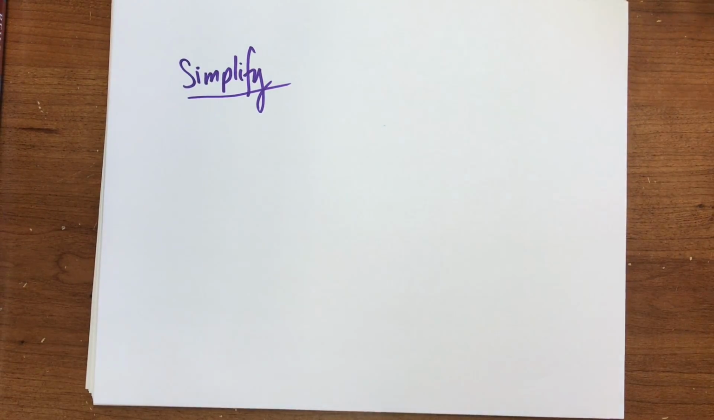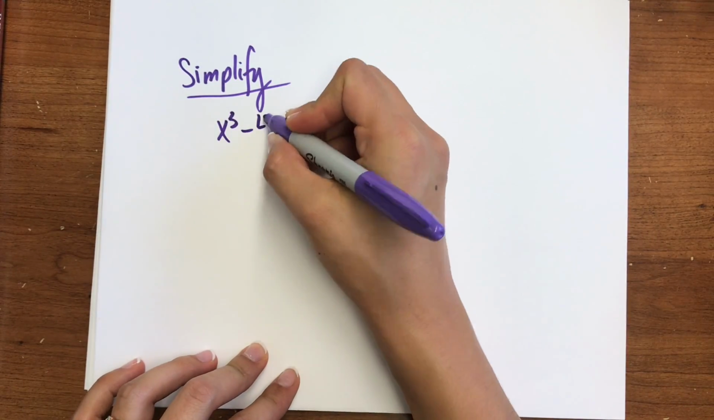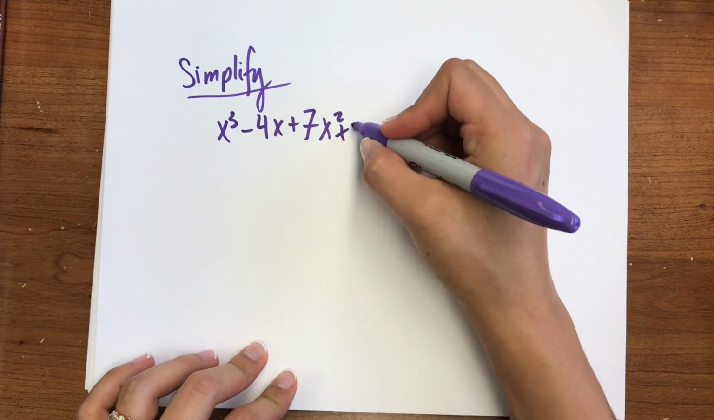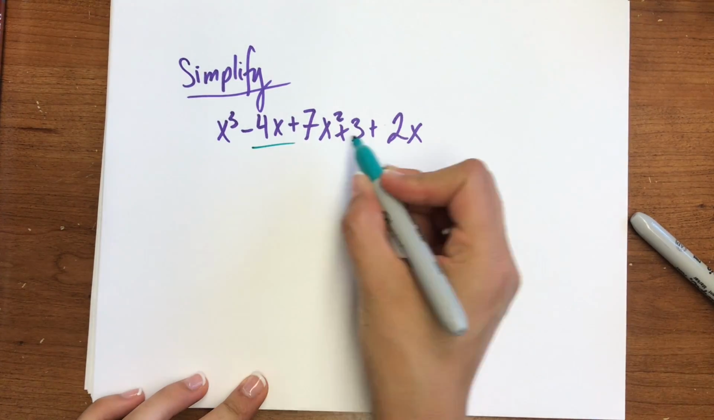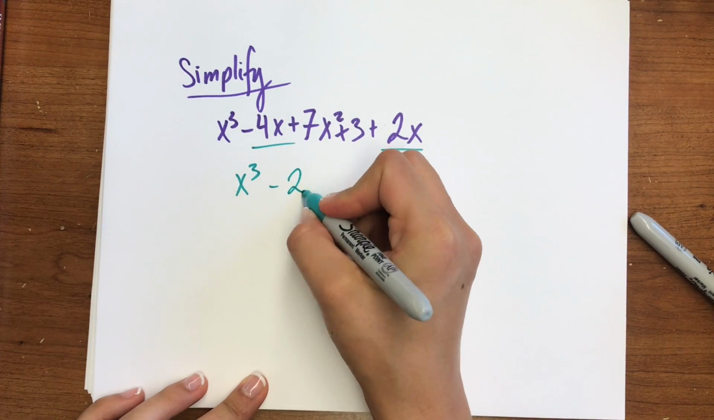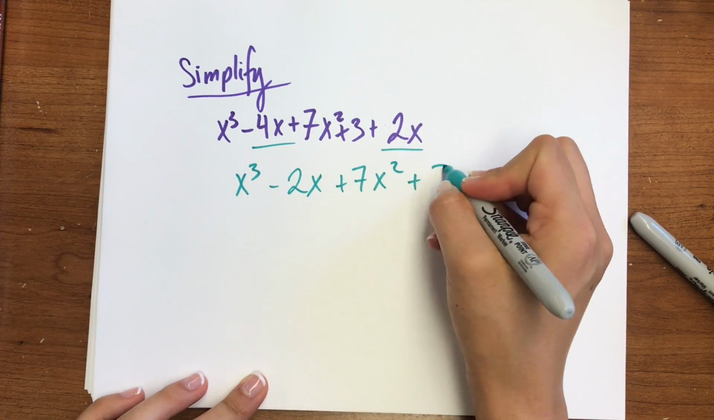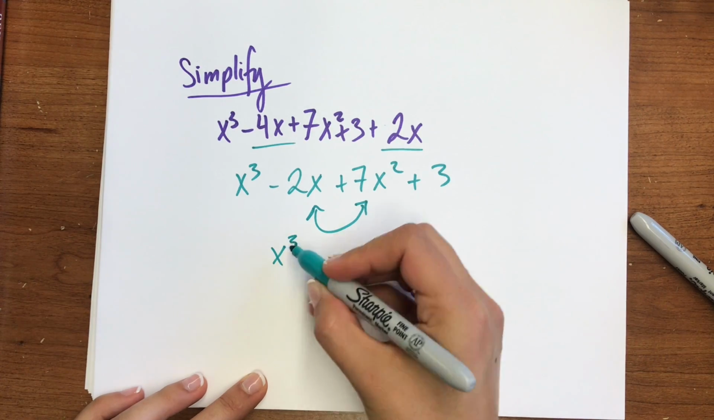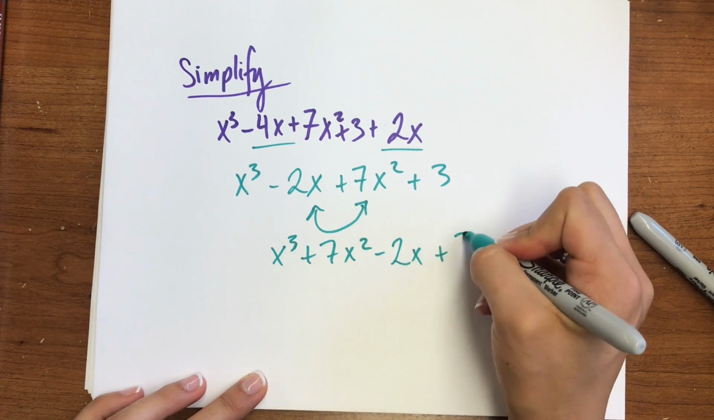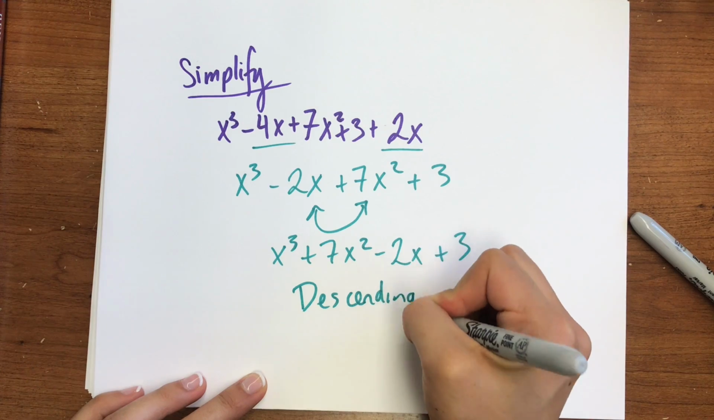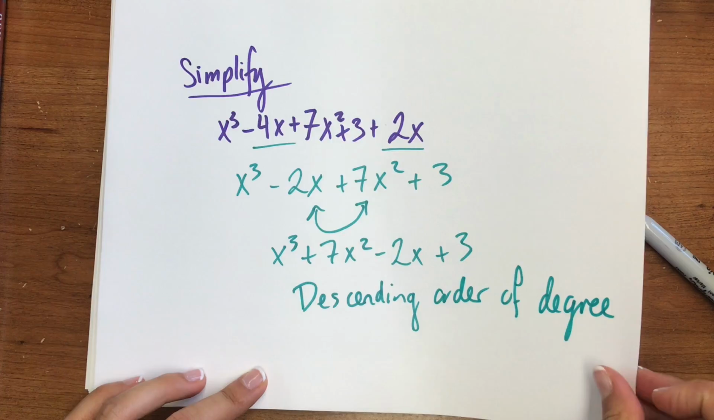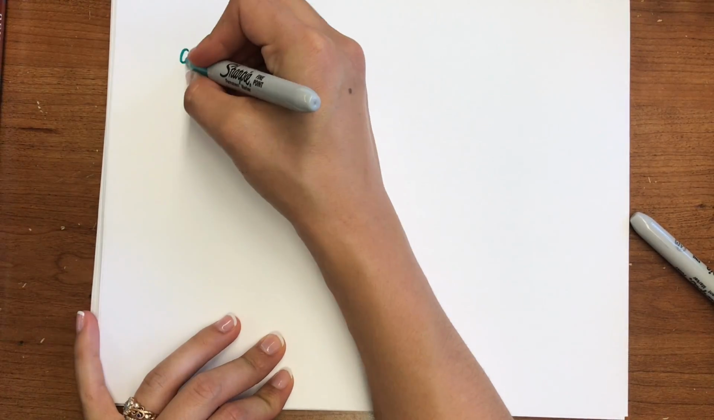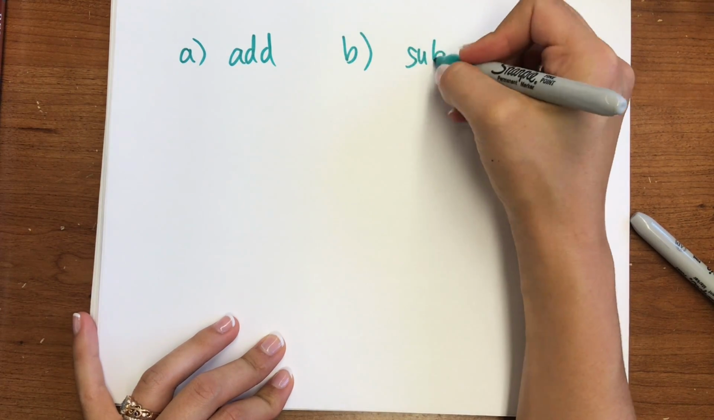Okay, we're going to simplify x cubed minus 4x plus 7x squared plus 3 plus 2x. If I want to simplify, I want to combine my like terms, so that means combining those x terms. But what I really want to do is switch the 2x and the 7x squared, because I want to write this in descending order of the degrees of each monomial. I want to write the highest degree term first and then go in descending order.